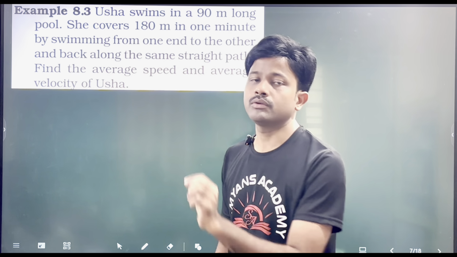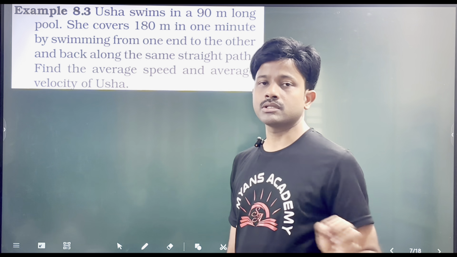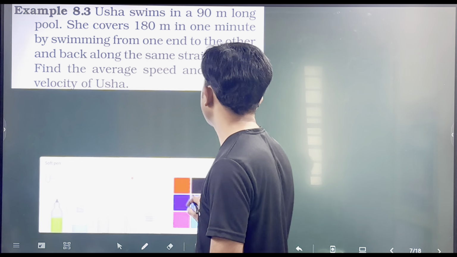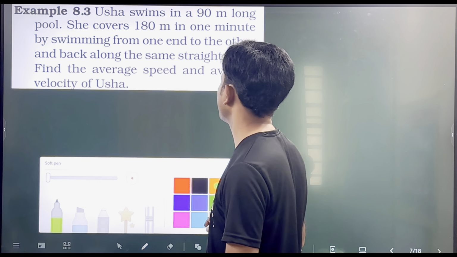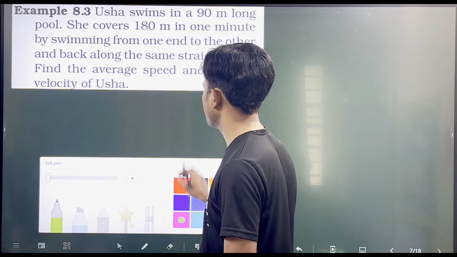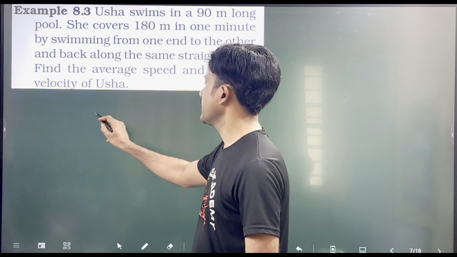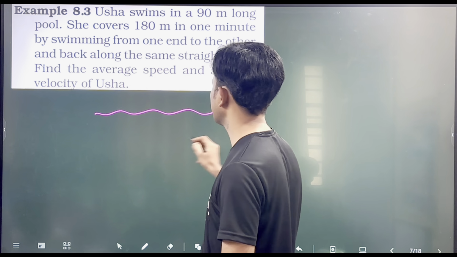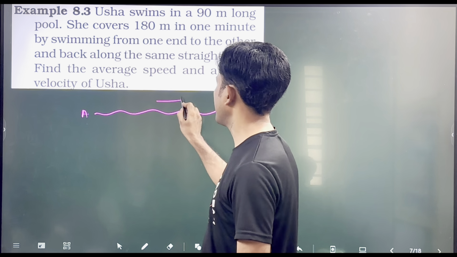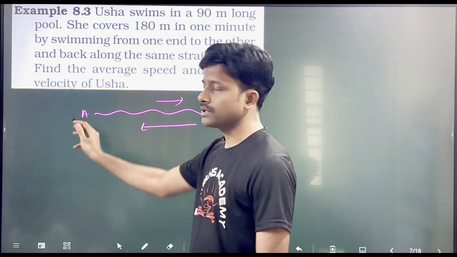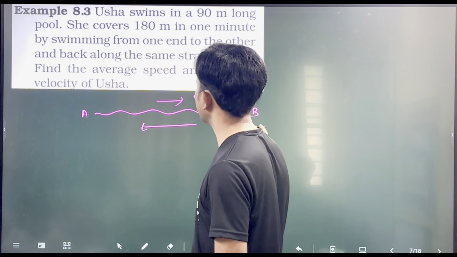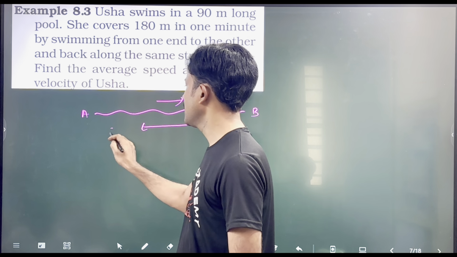In case of speed, you have to see the total distance covered by her in the swimming pool. Usha swims 90 meter along the pool. She covers 180 meter in 1 minute from one end to another. She is going in this direction, let us say from A to B. Again she comes back from B to A. So A to B she swims 90 meter and B to A also she swims 90 meter.